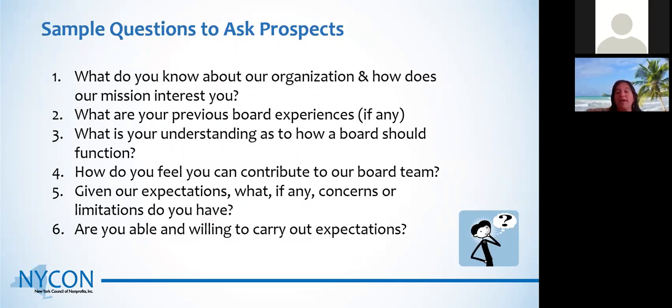And then, just as you're moving closer toward sealing the deal, are they able and willing to carry them out, right? Does it make sense? Are they clear? Having a good dialogue before you bring people on is really important. It serves as a good orientation, right? And helps you feel confident and knowledgeable, so that when you're bringing it back to the board development committee or the board, you can make the case for why this person would be a good asset for the board.